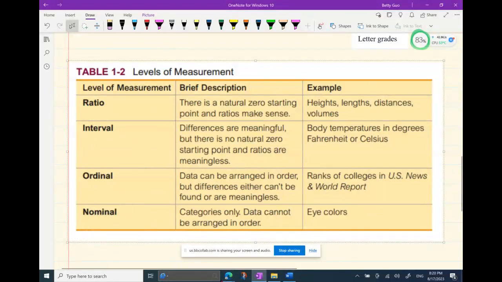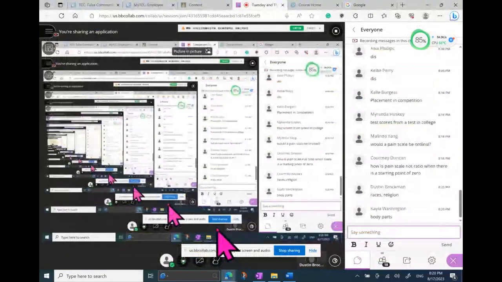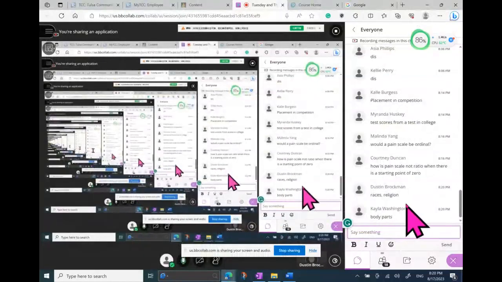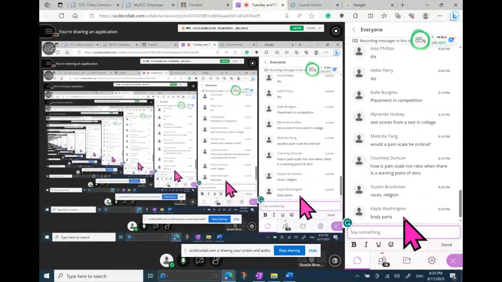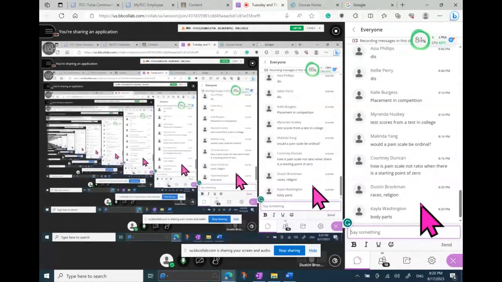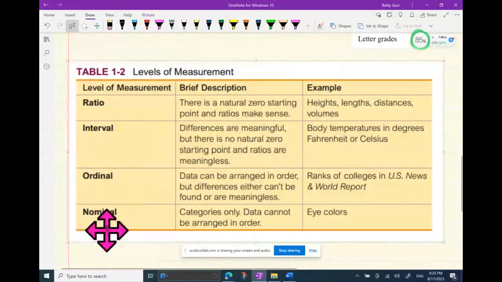Okay, let's see. Religion. Religion is a good one. Let's stay away from races. Body parts. Yeah, exactly. If you are a nursing major, we have so many different names for the muscles, bones, nerves. Those are just the categories, right? Very good, perfect. And so ordinal and nominal, we're done with that.